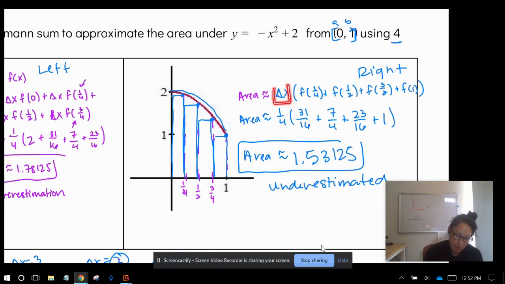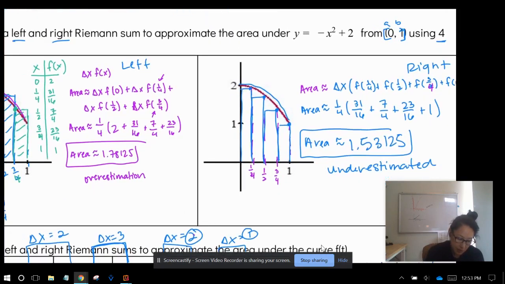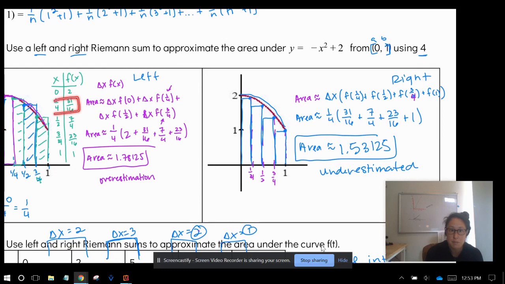Since all of the changes in x are the same width, 1/4, I can just GCF delta x out to the front. Then I get the height at f of 1/4, the height at f of 1/2, the height at f of 3/4, and the height at f of 1. Using my table from the left-hand side, f of 1/4 is 31/16, f of 1/2 is 7/4, f of 3/4 is 23/16, and f of 1 is 1. Combined, they give me an area of about 1.53125. And it's an underestimate because the curve is decreasing and we are taking the right Riemann sum. The rectangles are going to be smaller than the curve.